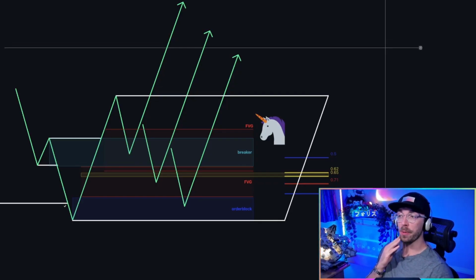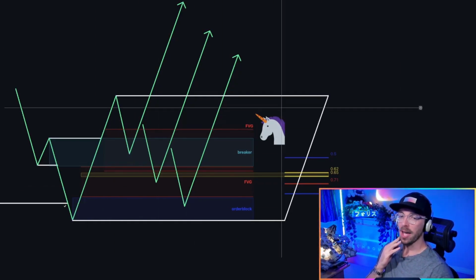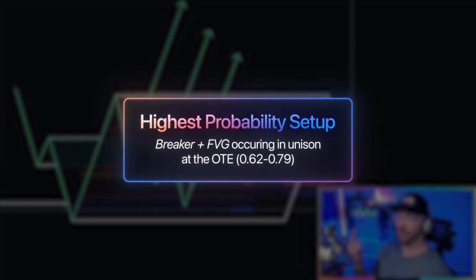Obviously, the highest probability, and you don't often get it, is when the breaker and the FVG occur in unison at the OTE. That's a true unicorn setup. Hope that answers your question.